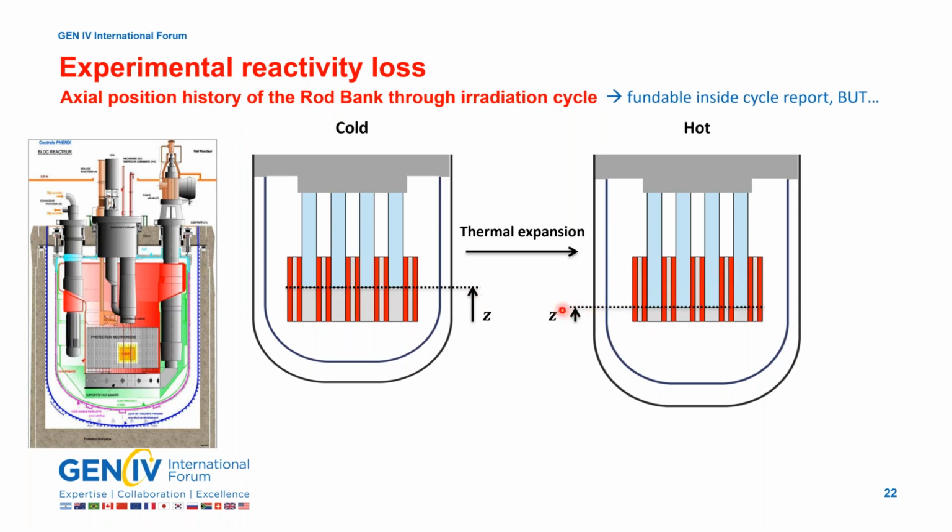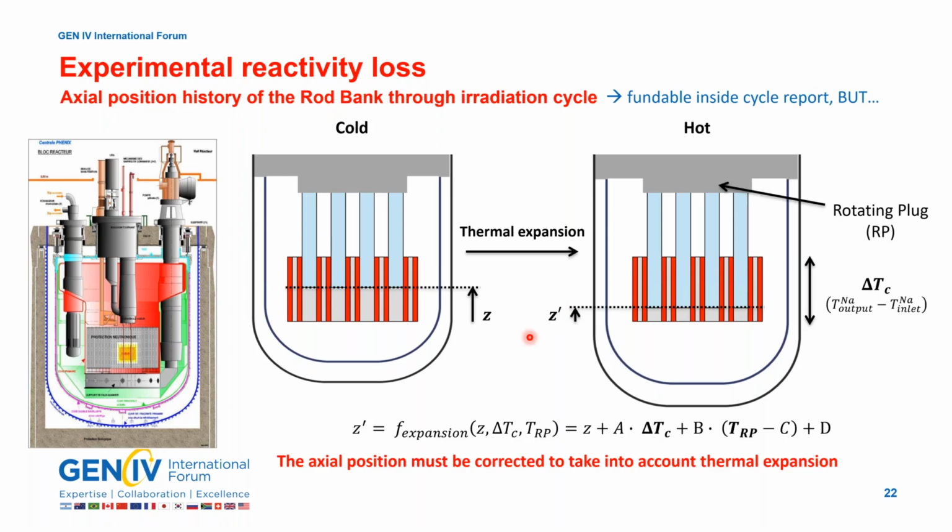So we need a formula to correct this axial position, and we have a phenomenological law depending on the temperature rise, the sodium temperature rise inside the core, and the temperature of the rotating plug where the control rods are fixed. So we have the different coefficients and the different parameters of this thermal expansion law, so we can update the axial position history.